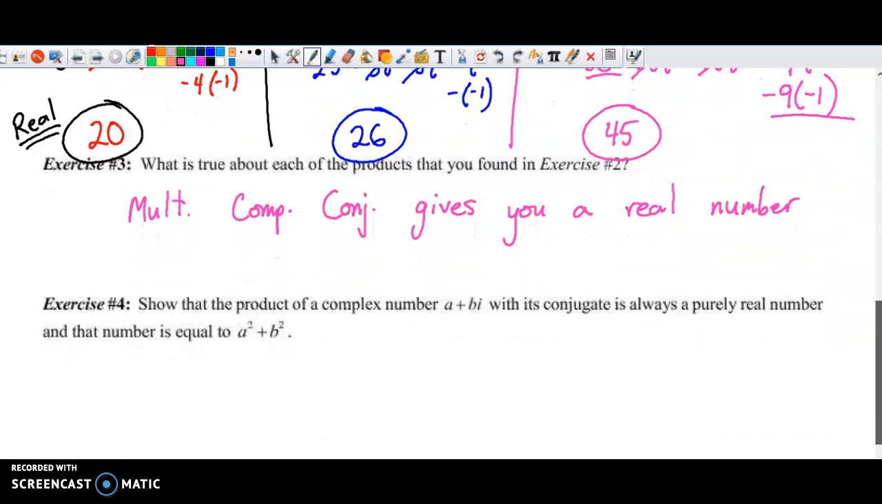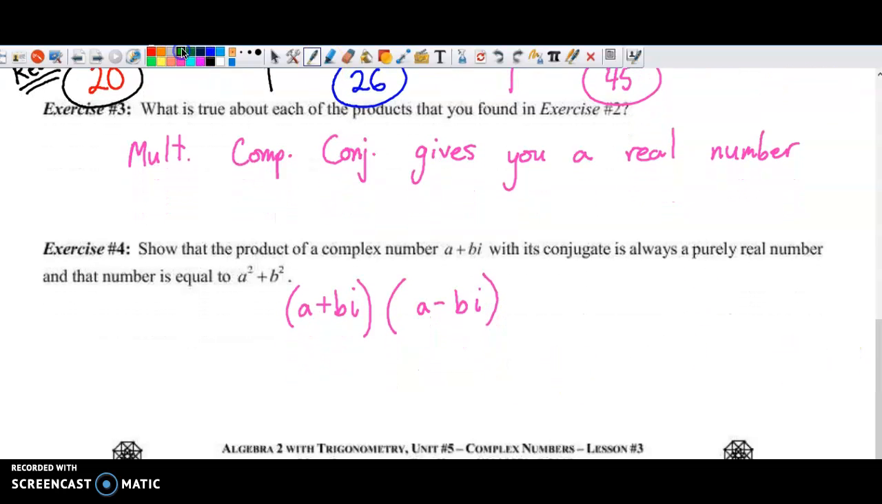And you can show that that's always true by, okay, so we have the complex number a plus bi. So its complex conjugate is a minus bi. And as we go through the process of foiling that, or the distributive property, you get a squared. The outside term is a negative abi. The inside is a positive abi. And then the last term, positive times a negative is negative.